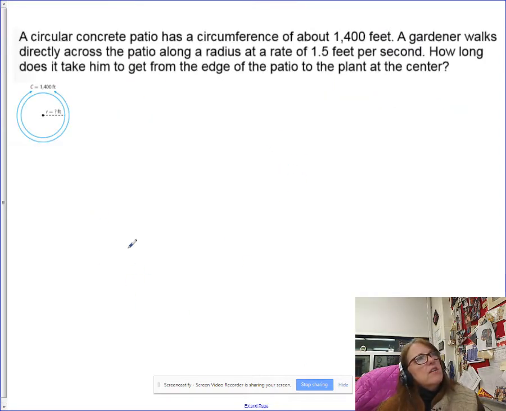All right, let's take a look at this one. You have this circular concrete patio, and we know the circumference. It's about 1,400 feet, okay? The gardener is going to walk directly from the edge of the patio to the center to get at this plant. And I don't know how far it is, so we got to find that first, and then we have to find how long it's going to take him. So let's do one thing at a time.